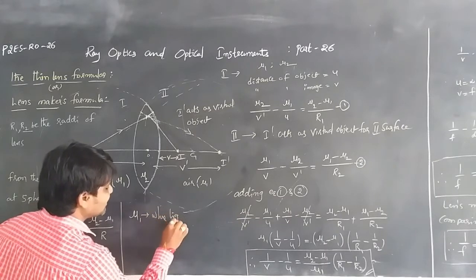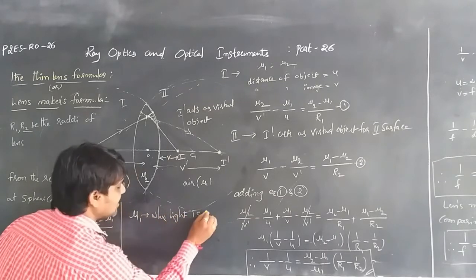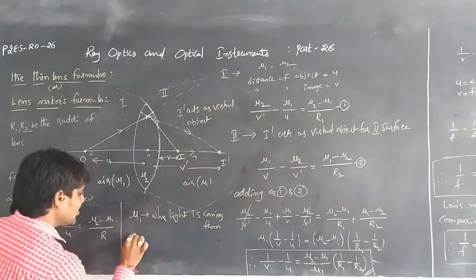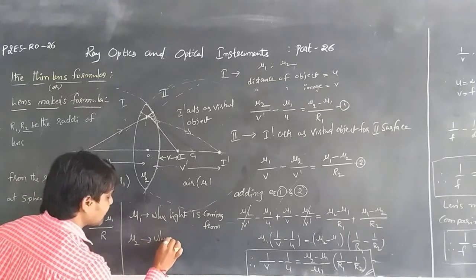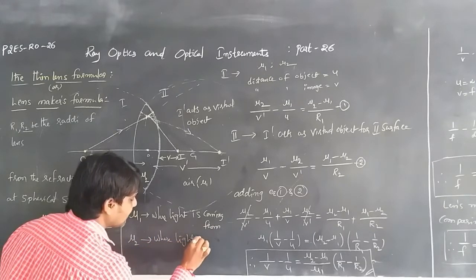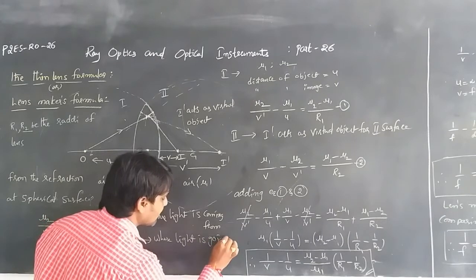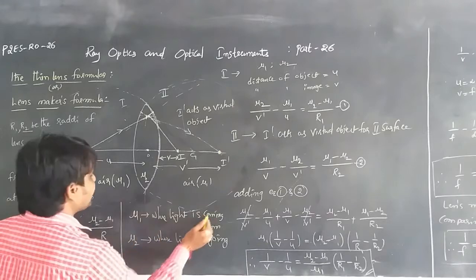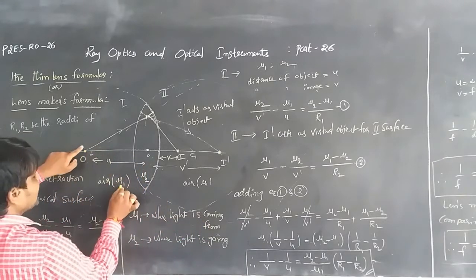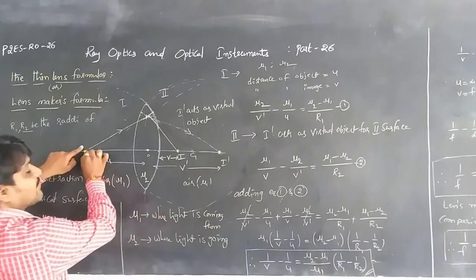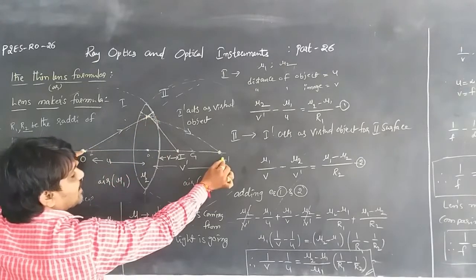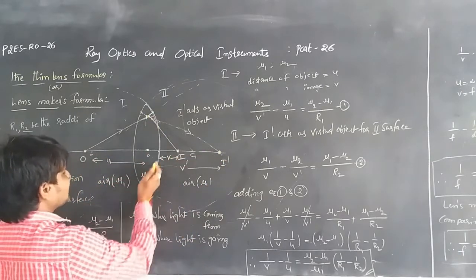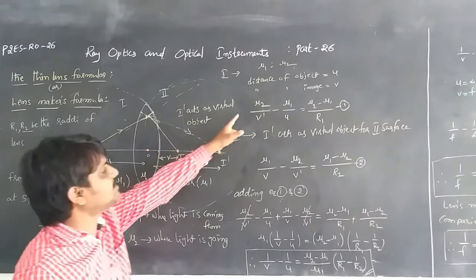Here mu1 is where the light is coming from, and mu2 is where the light is going. Mu1 is the air, where the light is coming from the object, incident on the surface and forming the virtual image at I dash. Then the second surface is considered due to the refraction at the first surface, then mu2 by v dash.